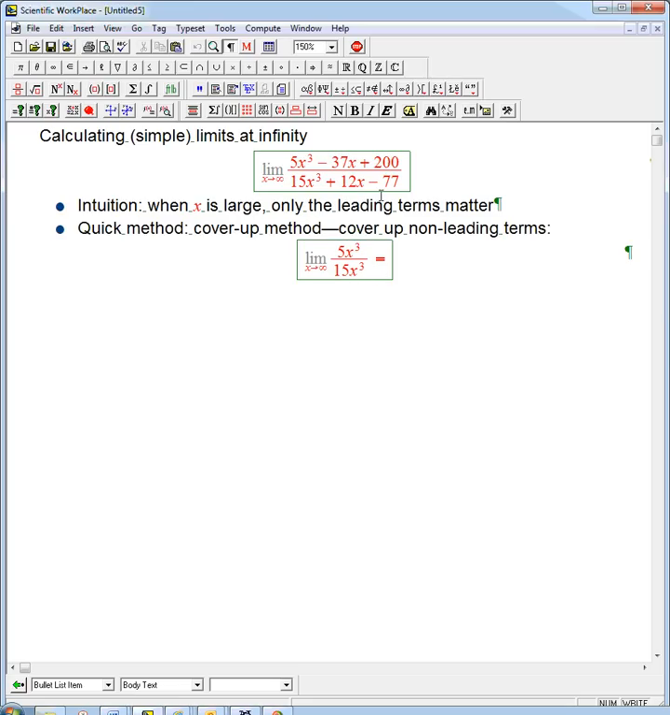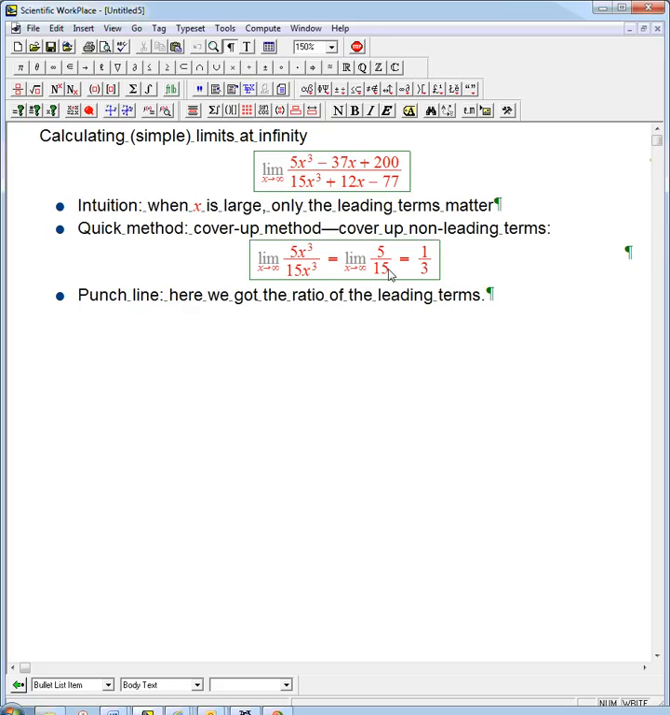And here, we couldn't have canceled anything. But here, those x cubes cancel. And so I'm just going to copy it one more time and just kill the x cubed. Hey, look, that's something that we know how to take the limit of. It's a constant. It's just 5 over 15, or 1/3. And so an even quicker method, the punchline, is that here we got the ratio of the leading terms. That's usually a good enough punchline, but there are some cases where that's a little tricky.